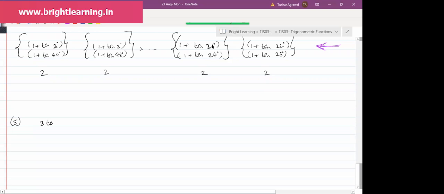If 3 times tan A tan B is equal to 1, evaluate cos of A minus B upon cos of A plus B.